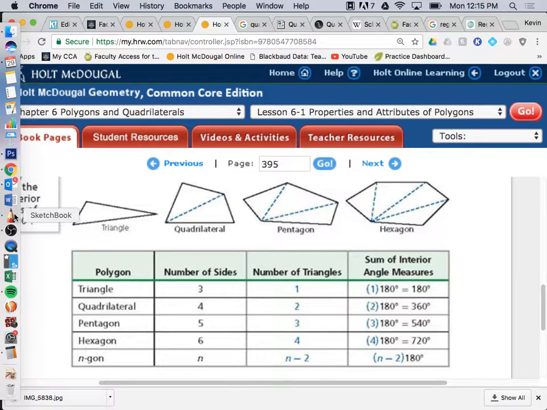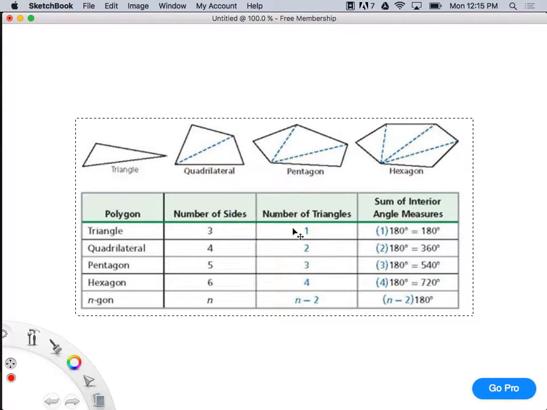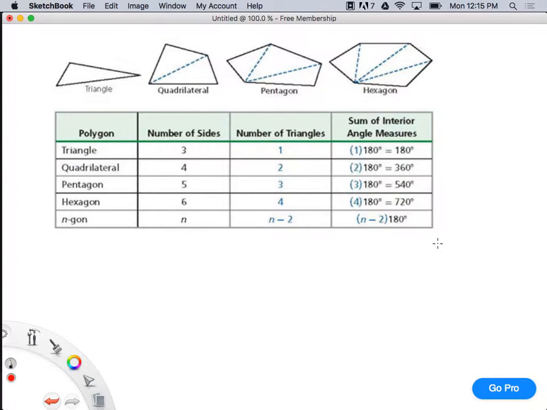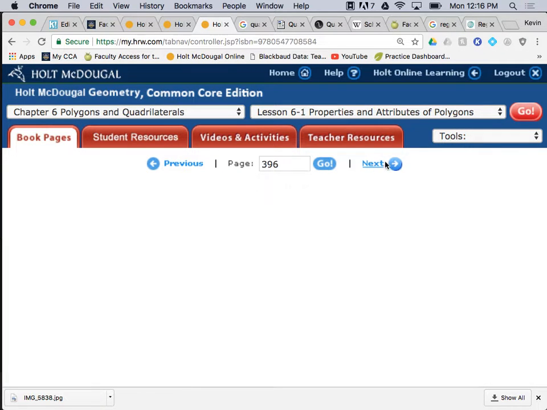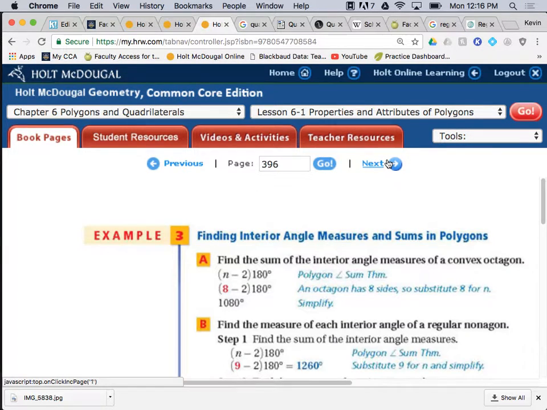Because what we want to figure out is the sum of the interior angle measures in each one of these polygons. So we know the sum of the interior angles in a triangle is equal to 180. Question is, how many? Actually, before we get into this, let's test our knowledge.